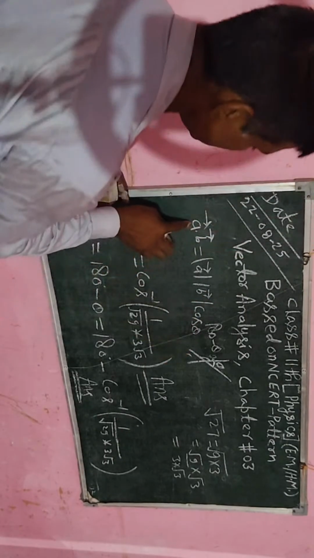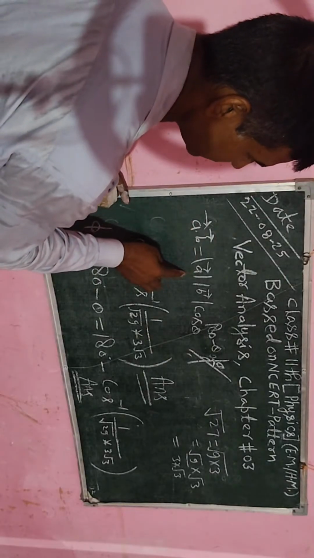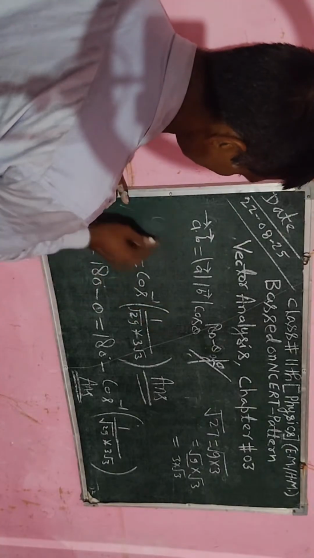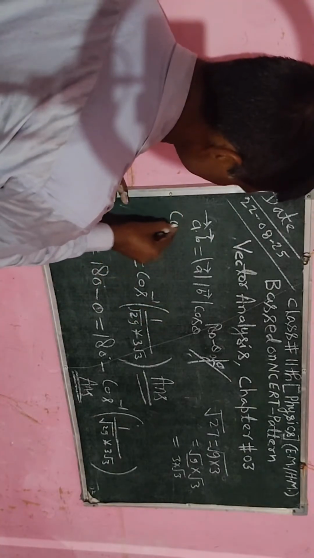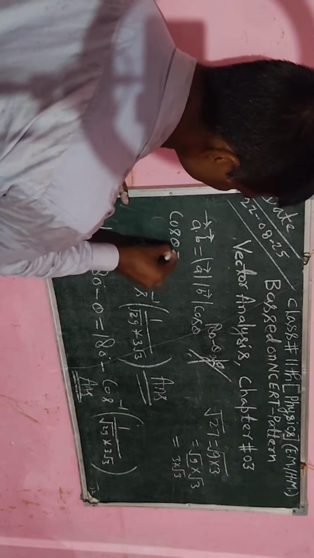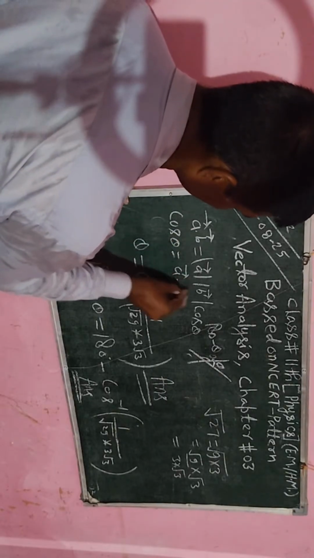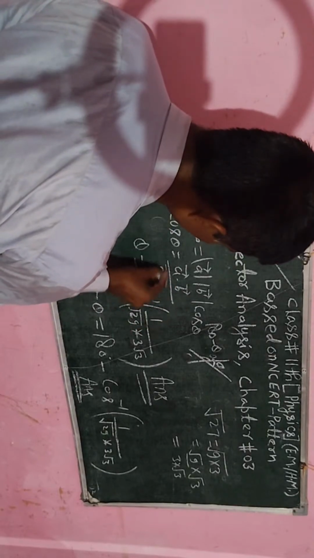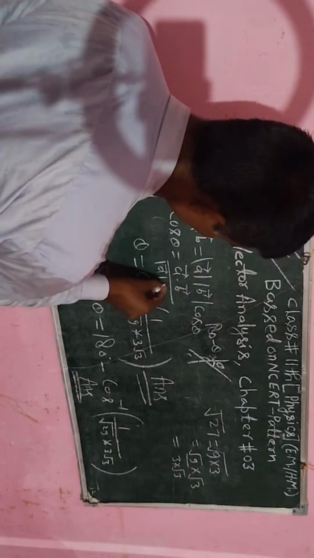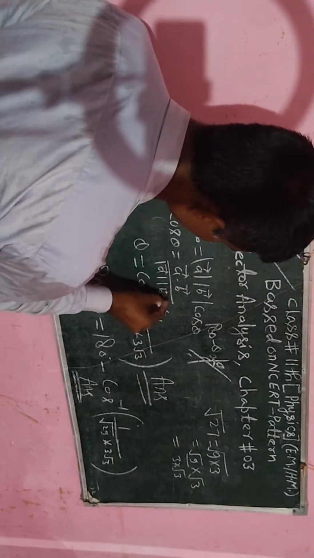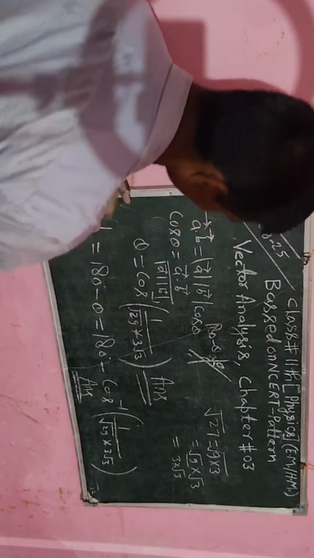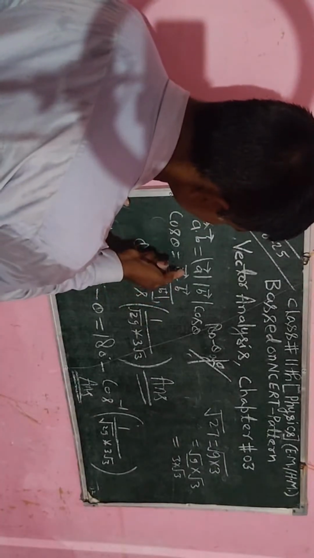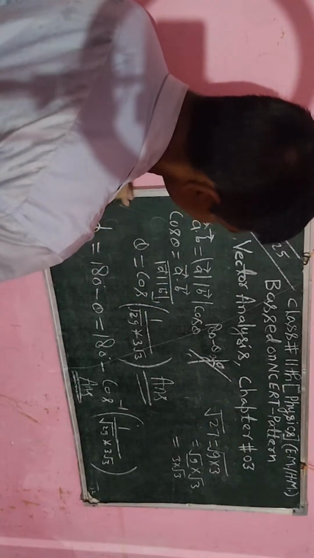Okay, so A dot B is equal to the magnitude of vector A and the magnitude of vector B times cos theta. So we have to find theta, cos theta. So cos theta is equal to vector A dot vector B, divided by the magnitude of vector A and the magnitude of vector B. I write it. Okay, so this is the required way, and we have to use it properly.